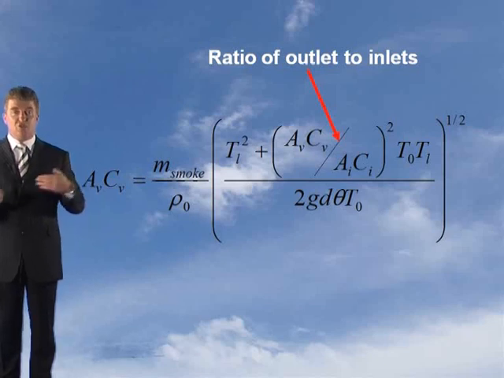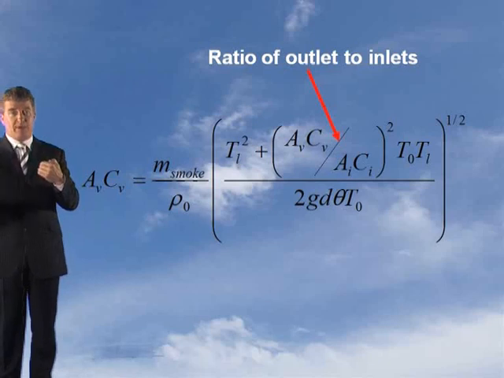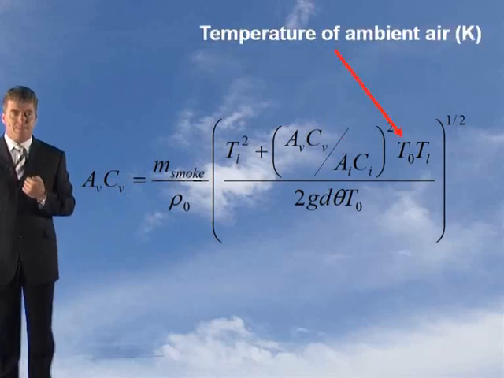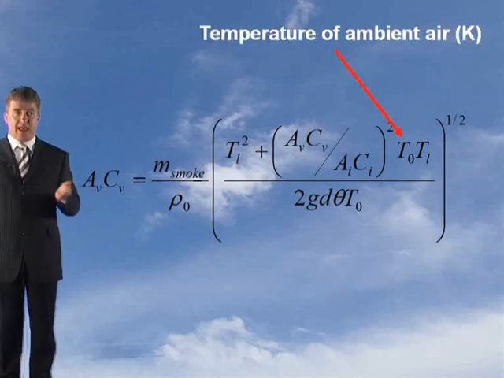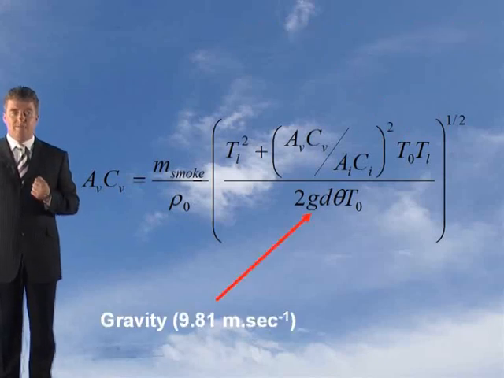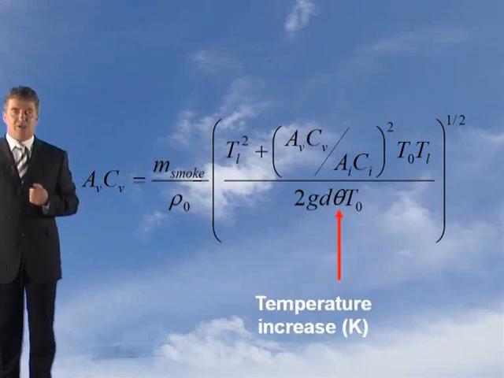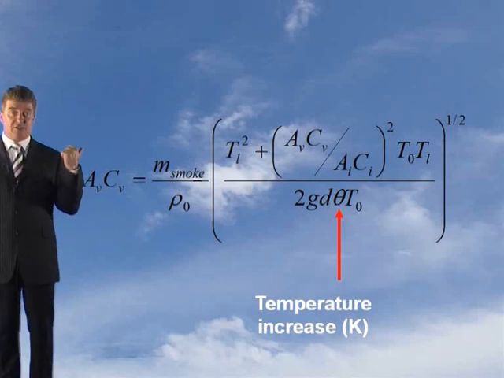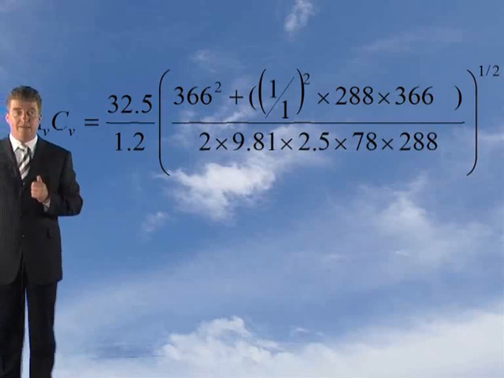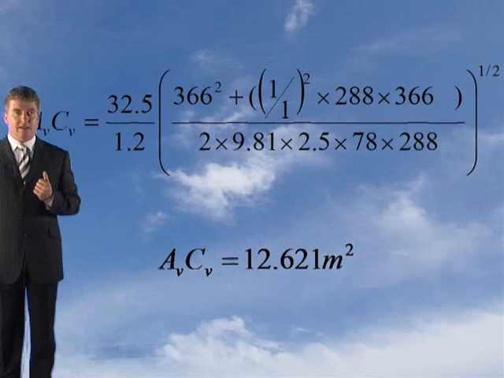In this case, because there are only 2 reservoirs, it's 1 to 1. In other words, there's 1 going out and there's 1 bringing the air back in again, so it's 1 to 1. T0 is the temperature of ambient air, and again taken here as 288. g is 9.81. The depth of the smoke layer in this case is 2.5 metres. And we've worked out your theta, which is your temperature rise of the smoke layer. If you put them into your formula as you should have done, this is what you should have got here.